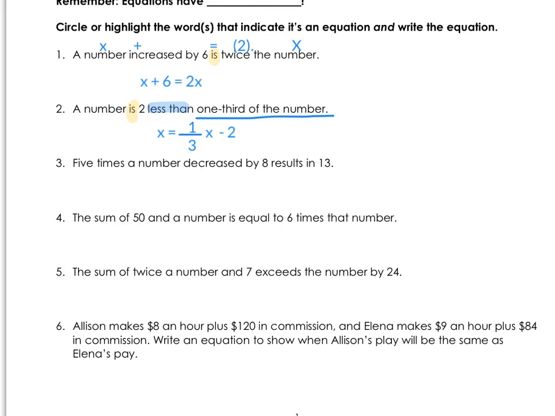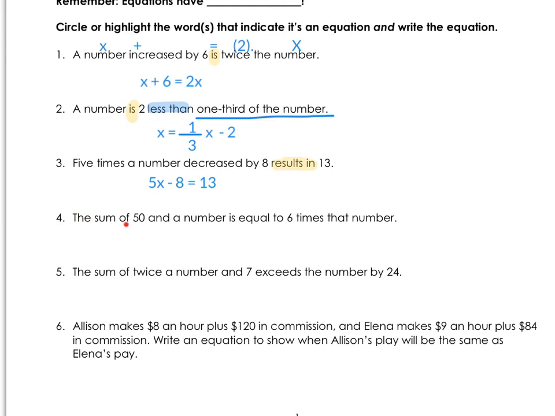The next one says 5 times a number, so I'm going to do 5x decreased by, that means I'm going to subtract 8. And then, oh, there's my keyword, there's what means I'm going to go ahead and use an equal sign. Results in 13. That means the answer is 13. So I'm going to put that equals 13 just like that. I can see here I did 5 times the number, 5x, decreased by 8, so I'm going to subtract 8 from that. Results in means the answer is 13. So that's where the 13 came from.